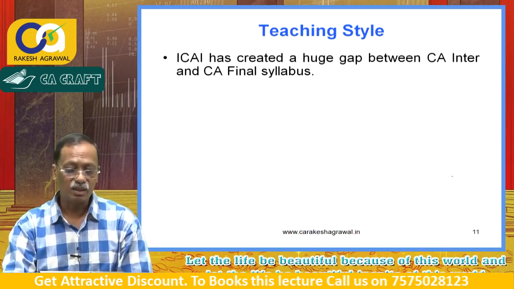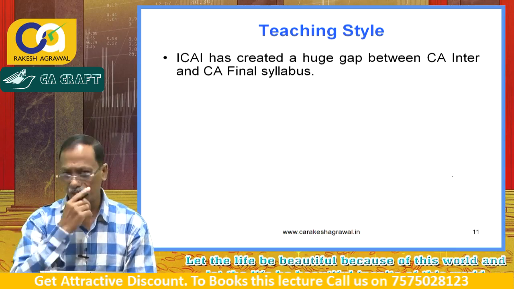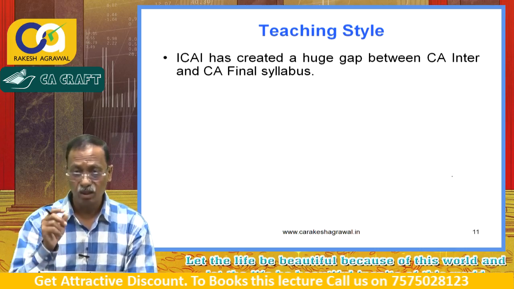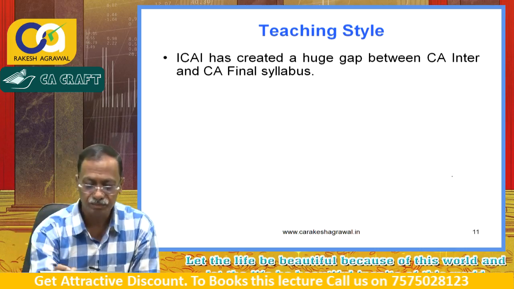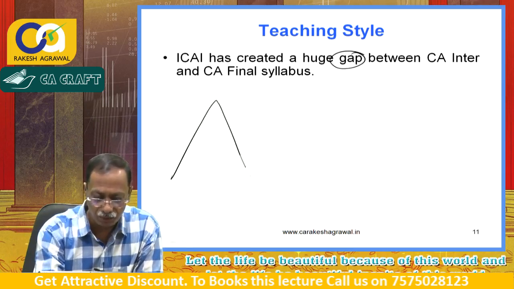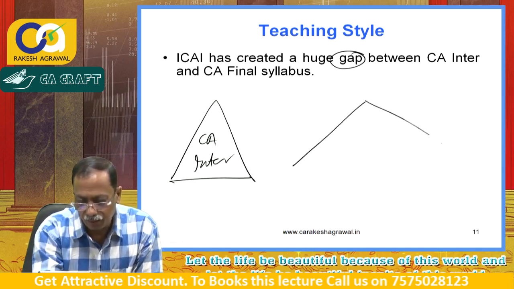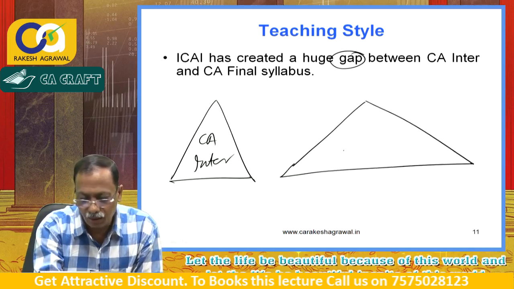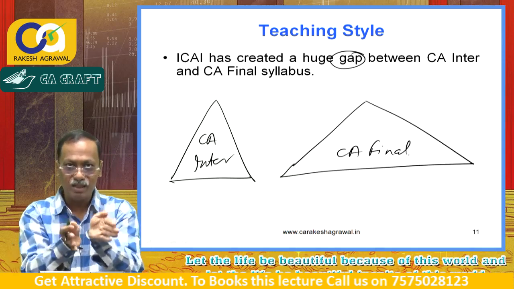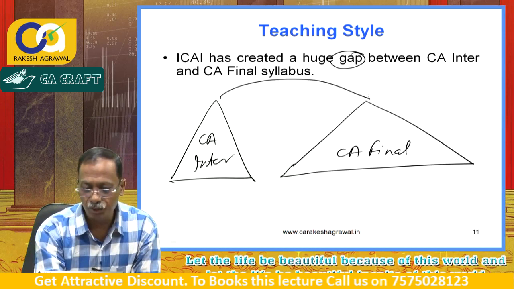ICAI has created a huge gap between your CA intermediate and CA final syllabus. Now try to understand this, why we have to change our teaching technique. There is a big gap between CA inter and CA final. Suppose this mountain is CA inter, let us assume, and there is another mountain, let us call this CA final, but there is a valley in between, there is a gap in between, and you are supposed to jump from here to here, right?